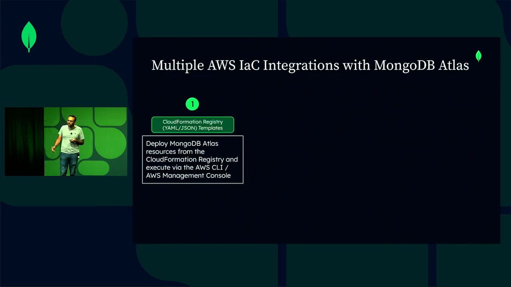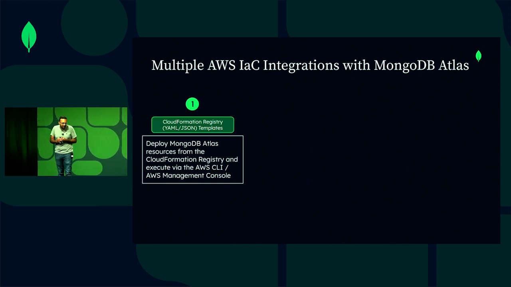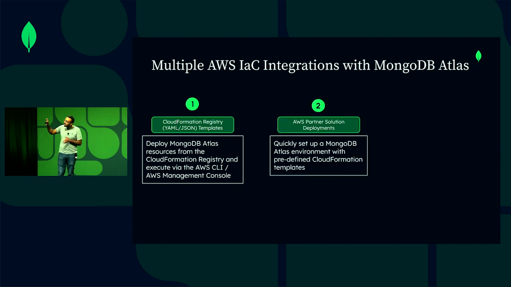So on AWS, we have a few different integrations we wanted to highlight. Dan will go into a little bit more detail on each one. But the first is using the CloudFormation registry. So this is available in about 22 AWS regions. This allows you, if you're familiar with CloudFormation, you can write scripts in JSON and YAML, and you can do everything from creating private links to spinning up clusters to managing IP access lists, all directly from scratch if you wanted to. If you want a little bit of a speed bump, you can use the AWS Partner Solutions deployment.